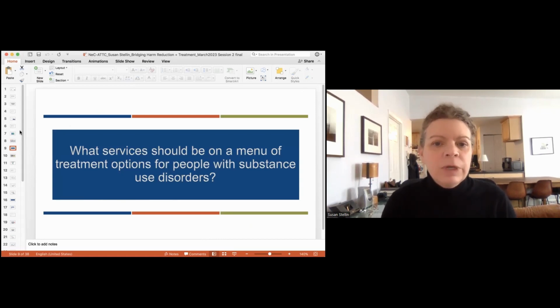If you think about treatment specifically for people with substance use disorders, what are the types of things that should be on a menu of treatment options? If we were thinking about creating a graphic. And again, it doesn't have to be comprehensive, but if you could all type something in the chat, it'd be great to see a range of responses to what you would see or have thought of as being on that menu of treatment options.